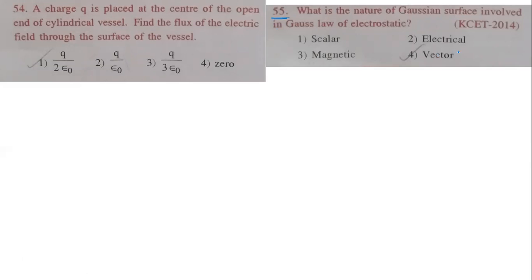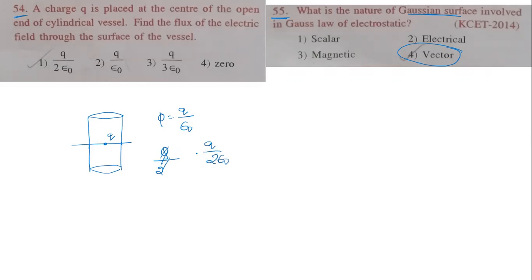This is a vector field, and the Gaussian surface is involved. We discussed this question last time too. The charge is kept like this at the open end. To make it complete, we need to draw the remaining part. Then the total flux is Q by epsilon naught. For half, it becomes Q by 2. Not capital Q but small q, so q by 2 epsilon naught.